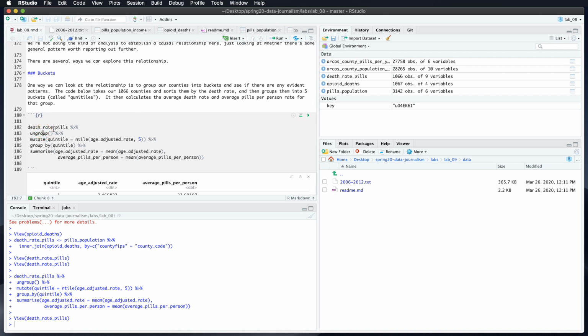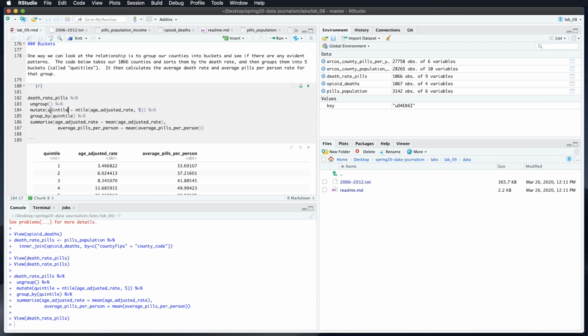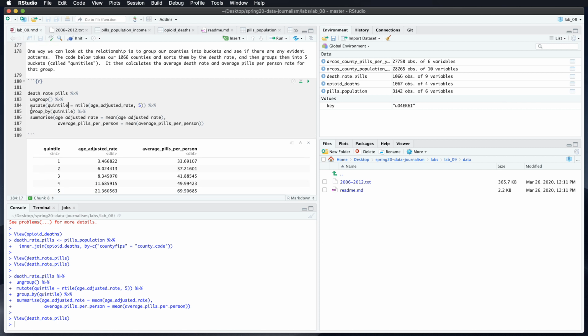Because that was grouped, we wrote an earlier function where we created this table by grouping another table. We got to ungroup it. Then I'm creating a new column here called quintile, and I'm using mutate. And I'm using a new function that we haven't used yet. It's called ntile.